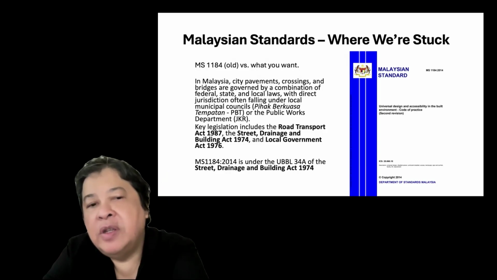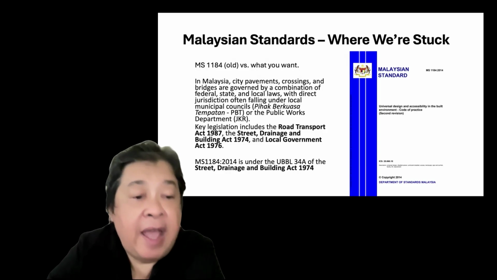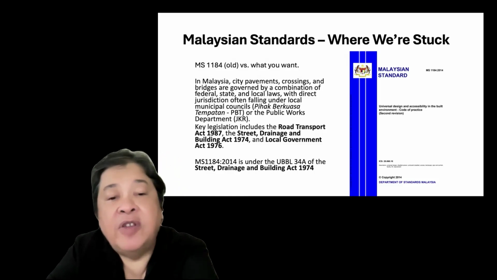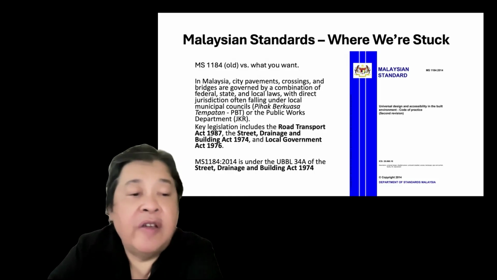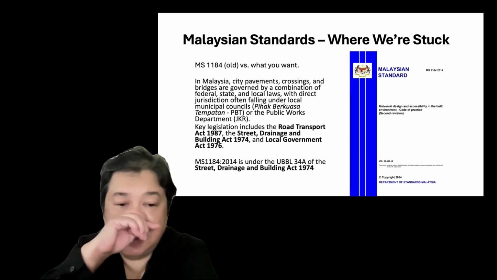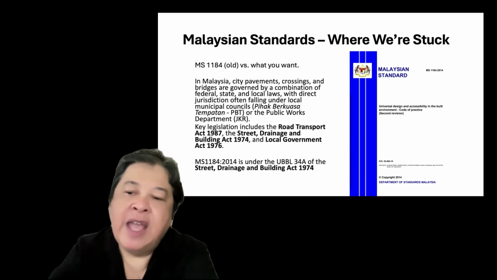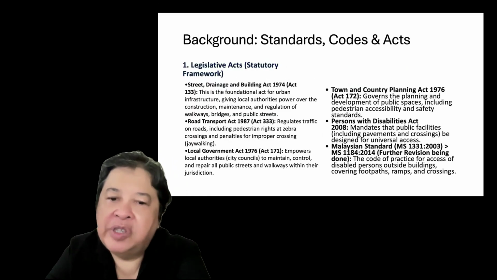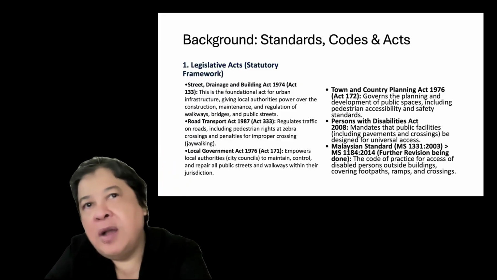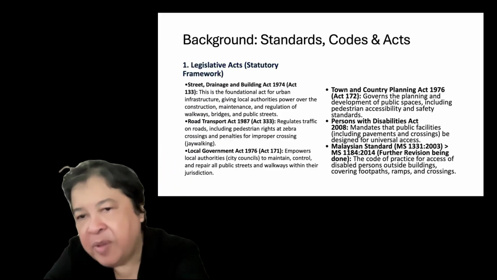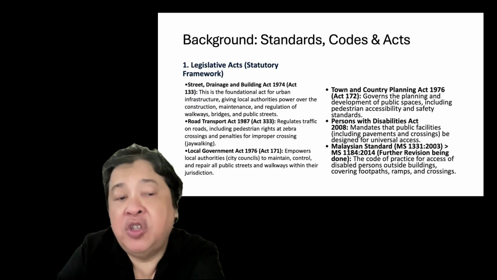The key legislation governing the street environment includes the Road Transport Act 1987 and also the Local Government Act 1976. So we don't have, shall we say, a standard for outside of buildings. We used to have, but it wasn't linked to any legislation.